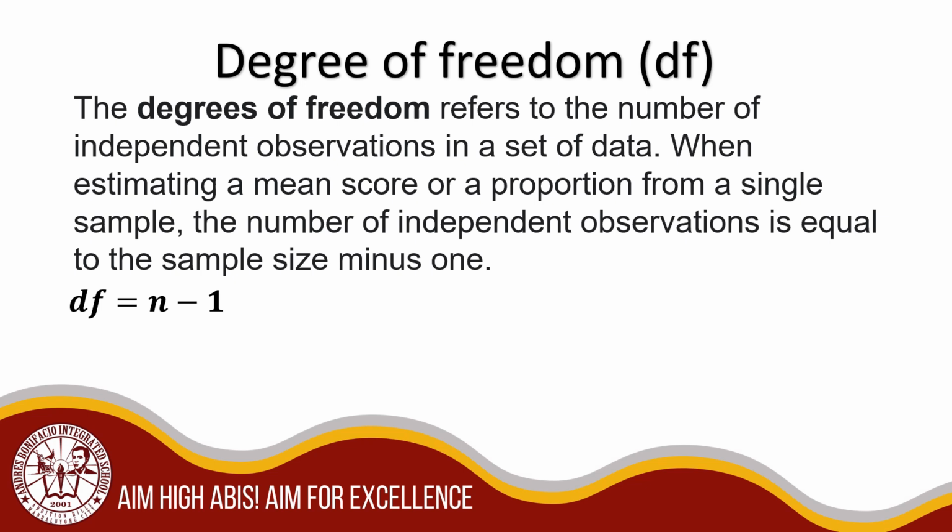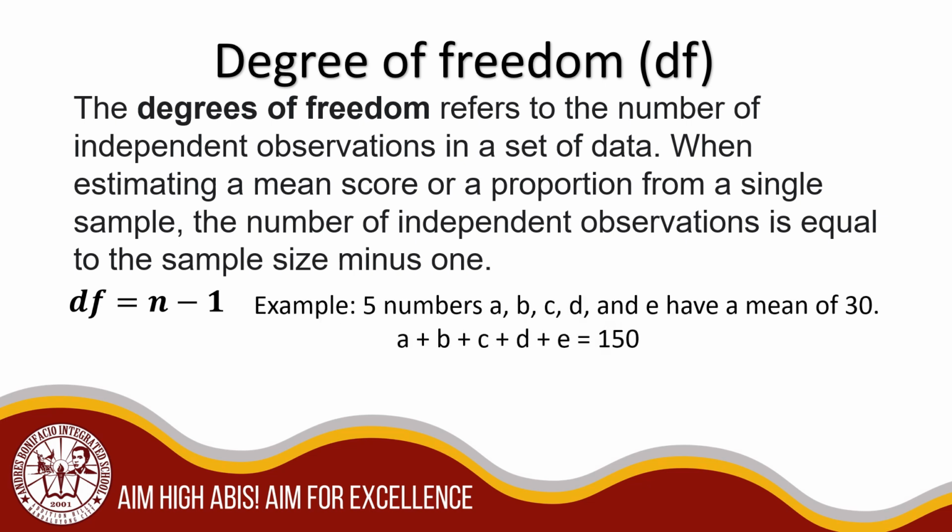So paano bang nagkaroon ng minus 1 dyan? So for example, meron tayong 5 numbers or ito yung ating sample observations. So A, B, C, D, and E have a mean of 30. So we have A plus B plus C plus D plus E is equal to 150 because since the mean is 30, we can just multiply 5 times 30 is equal to 150. So pwede tayong mag-assign ng value ng A. Any number, of course, hindi dapat lumagpas ng 150.